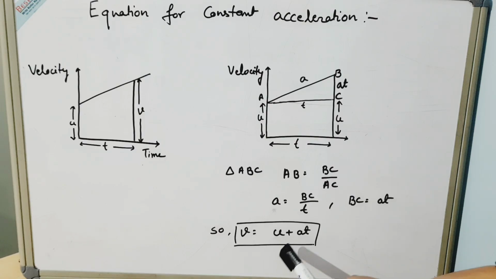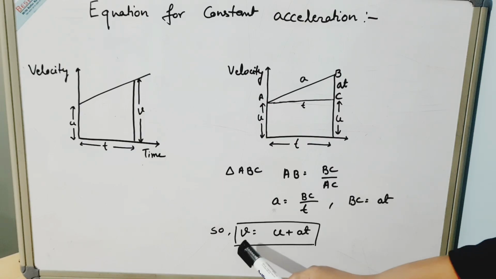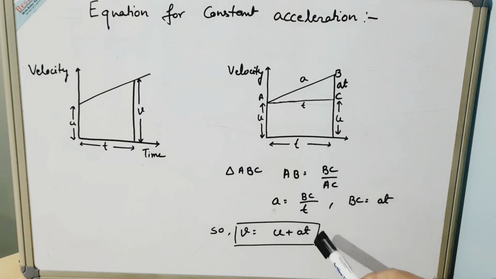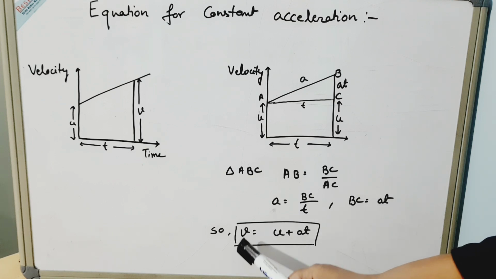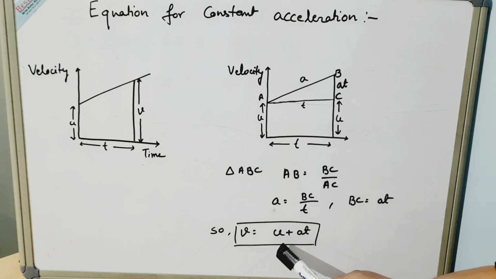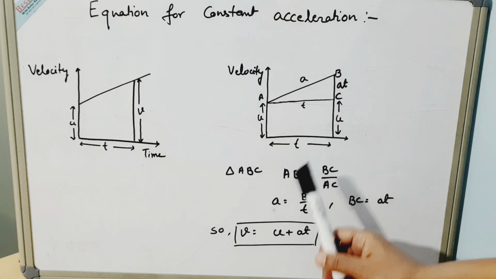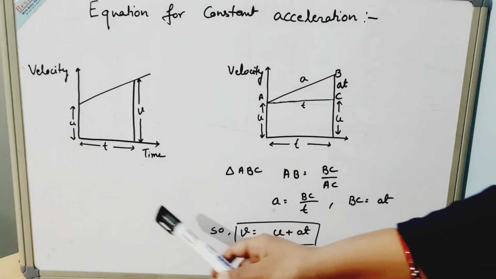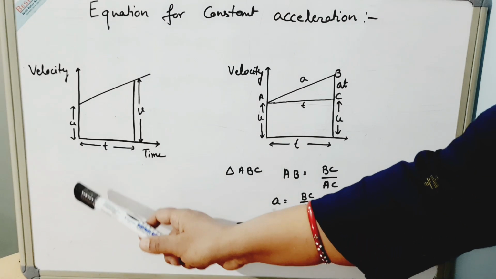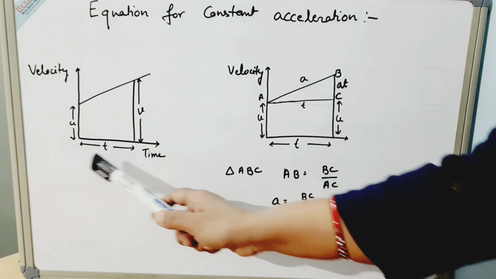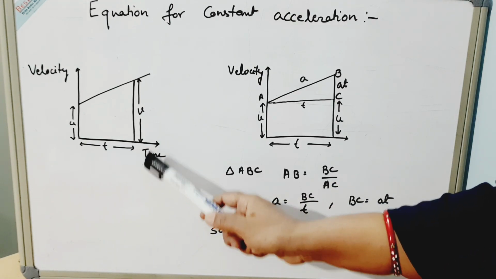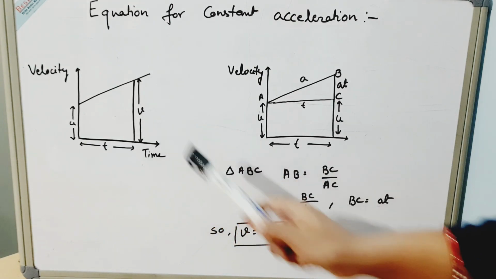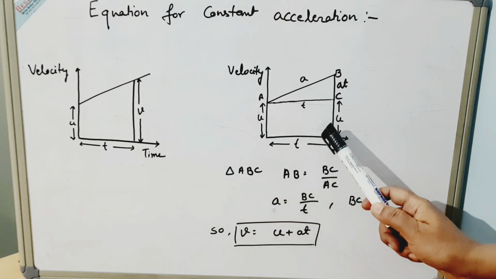This is one of the equations for constant acceleration: v is equal to u plus at, where v is the final velocity, u is the initial velocity, a is acceleration and t is time taken. Now with the help of these two graphs, we will understand this equation in detail. First, we assume that an object starts from velocity u and after time t seconds, it reaches velocity v. Now we will see the same graph in this way.